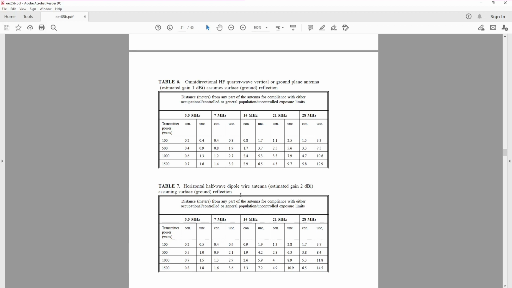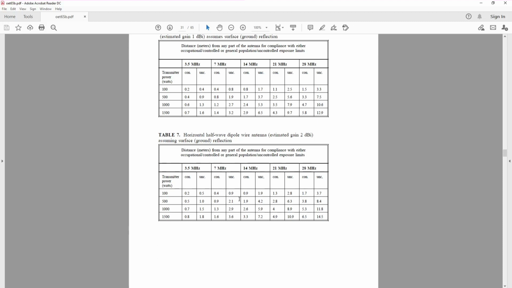And if we look specifically at a dipole, so move down to this table here for a dipole, let's use uncontrolled, the more conservative distances. So uncontrolled here, 100 watts on a half wave dipole, you shouldn't get within half a metre of it at 80 metres. Again, I'm not sure I like that idea, but if we increase the frequency up to 10 metres, suddenly that goes up to 3.7 metres.